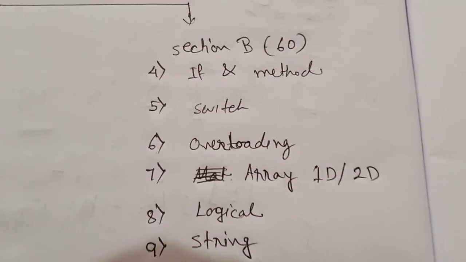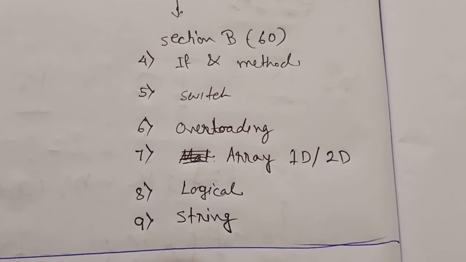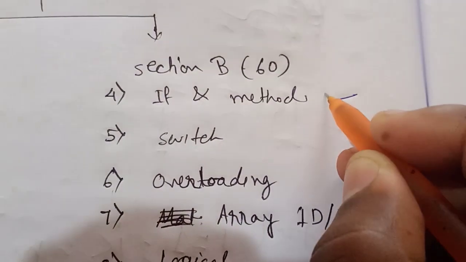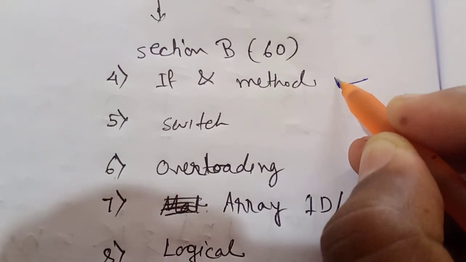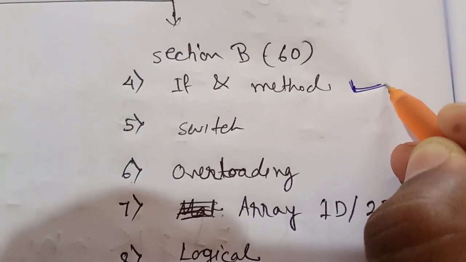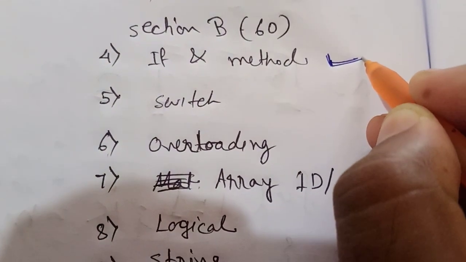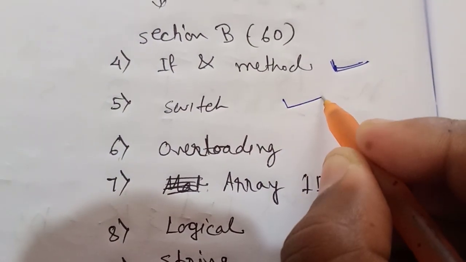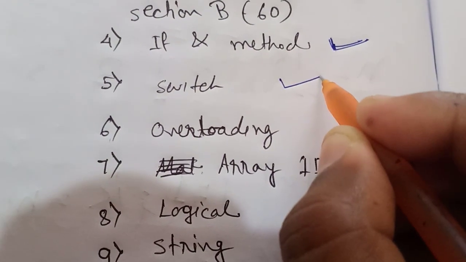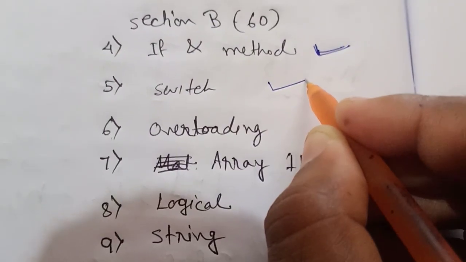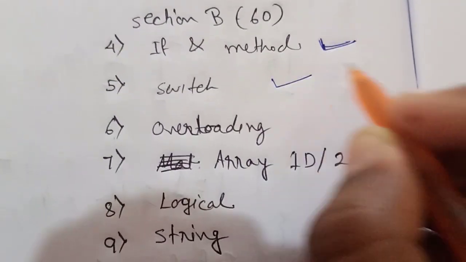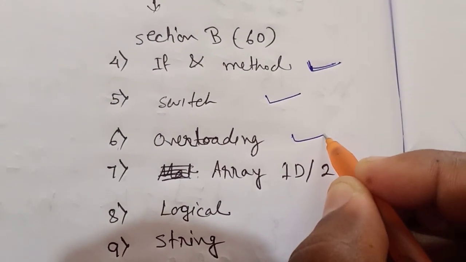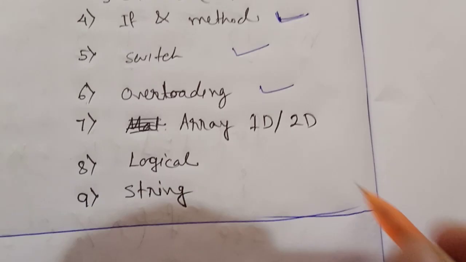Now coming to section B, the important part. You have 1 question from if and methods. It means if is present in this question and different methods are present, and you incorporate the methods according to your question paper. 1 switch case based program is there, which has a pattern, loop pattern or series. Overloading and mathematical calculation is there, as well as you can find some series.